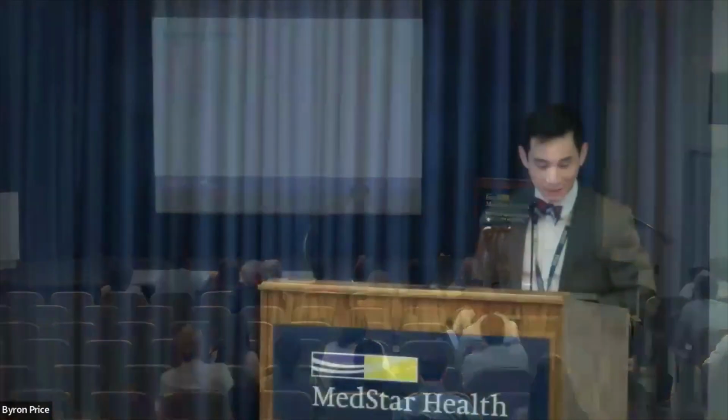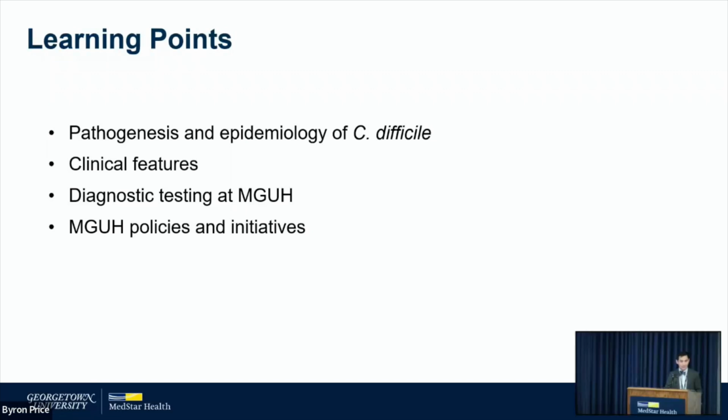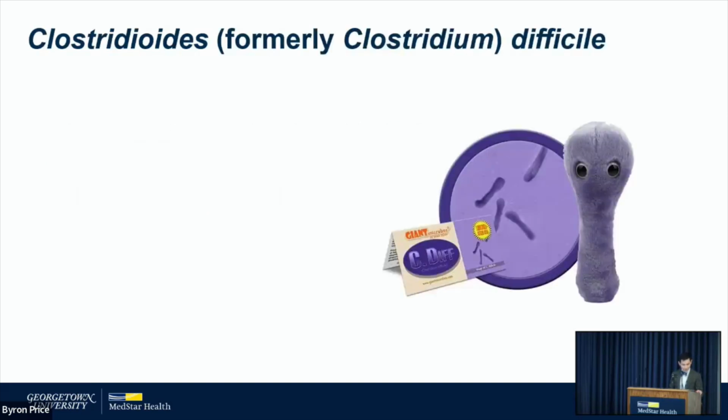I'm going to be talking initially about the pathogenesis and epidemiology of C. diff, as well as some clinical features and diagnostic testing, specifically the diagnostic testing assay we use here at Georgetown. And then after that, Dr. Copeland will talk about our current C. diff rates, as well as some policies and initiatives to reduce those rates. One key thing is, just for time's sake, we won't be talking about treatment of C. diff because that could be a talk on its own.